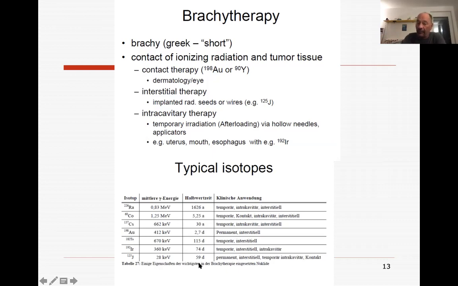The half-life that you see is markedly different. Some of them are extremely long, some of them relatively short. And this is the typical application in clinics. Some are temporary, for both intracavitary and interstitial. Others can be for contact, and others can be permanent. Permanent means that you implant the needle interstitially and you don't take it away anymore. You just leave it there.